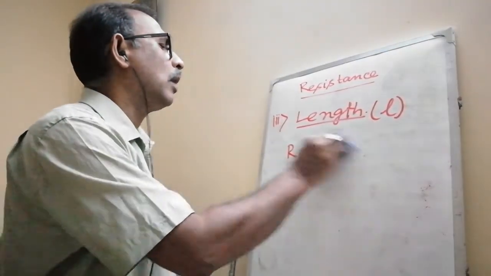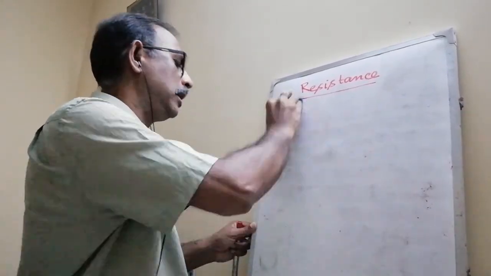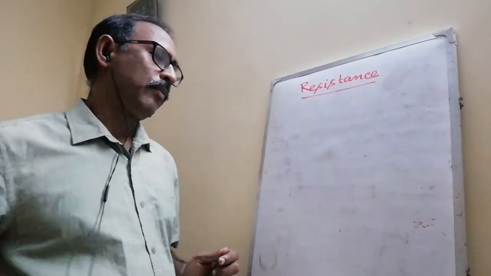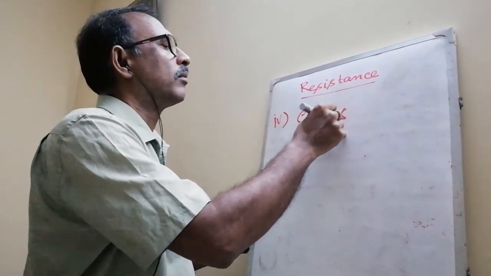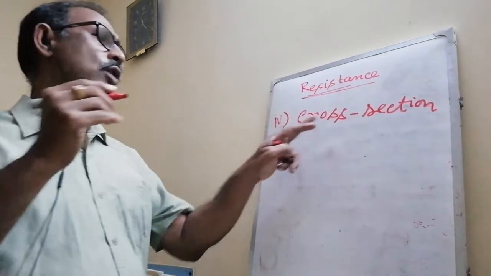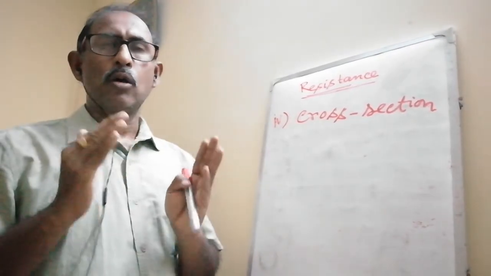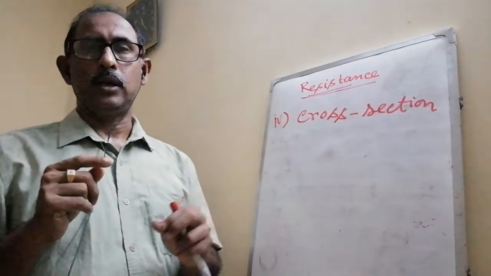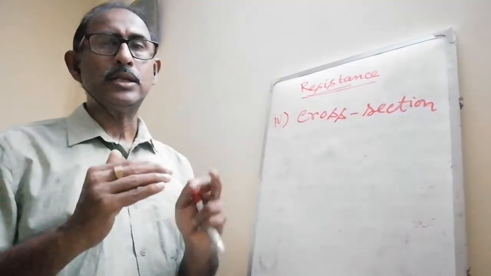Now the fourth point, or last point. What is it? It is the cross section. Resistance depends on the cross section of the conductor. The resistance of the conductor is inversely proportional to the cross section of the conductor. Inversely proportional means that if the cross section increases, resistance decreases.